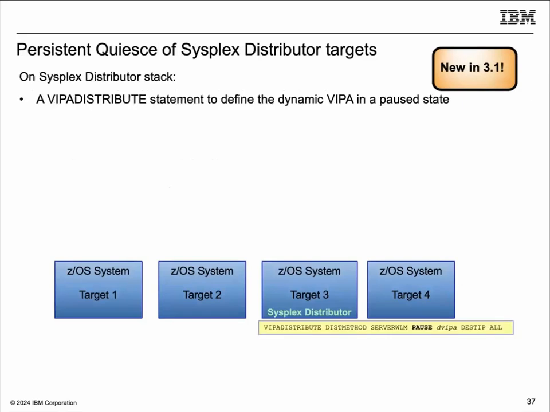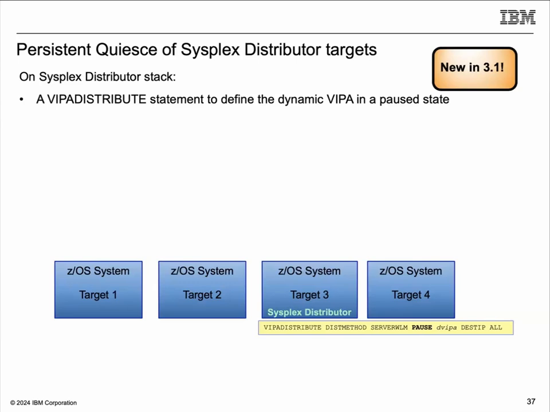So what we do now is you have the ability to configure in your Sysplex distributor configuration at startup, before you start the TCP/IP stack, what you want the state of your Sysplex distributor to be in. By default, it's going to be the same behavior it is today, where it's immediately available, but we can also configure it now to come up in this pause state.